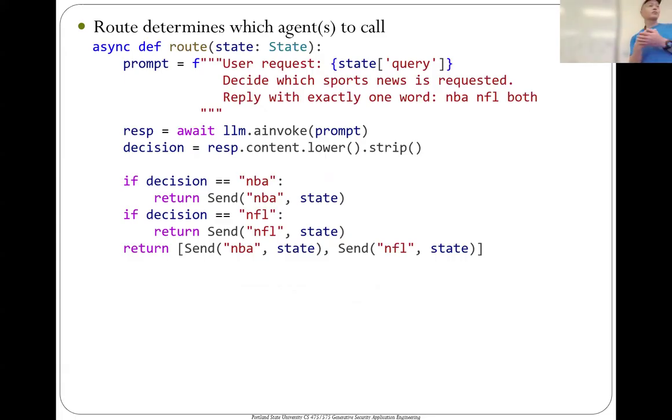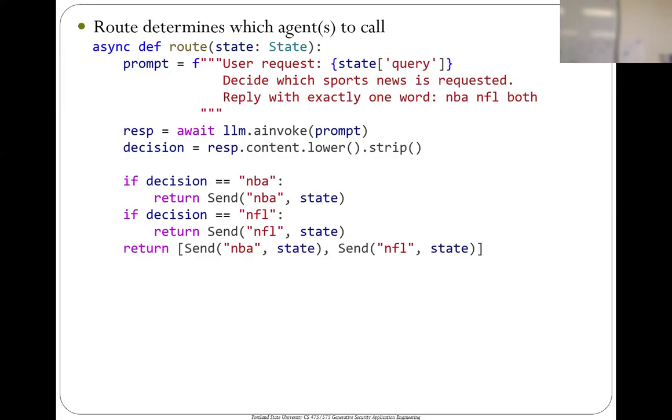The route determines which agents to call. So this is like the supervisor, the coordinator. You get the user's request, decide whether or not sports news is requested, and then this is the instruction to the LLM: reply with exactly one word, either NBA, NFL, or both. So it determines which branches to call in your graph.